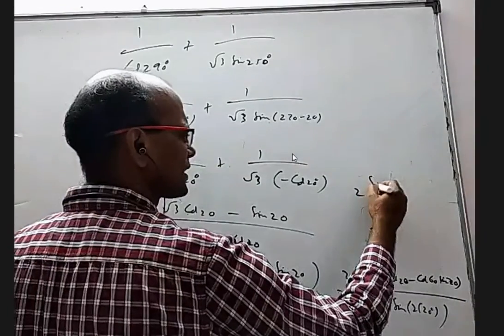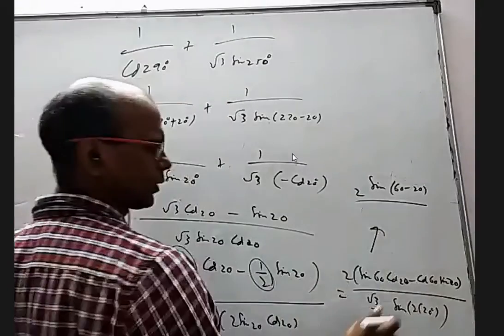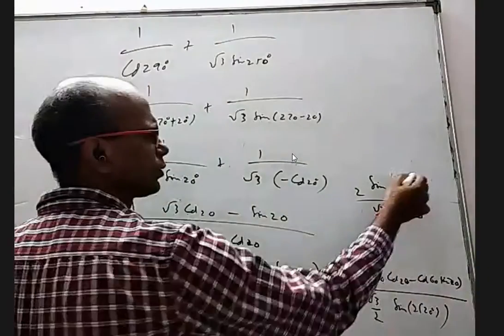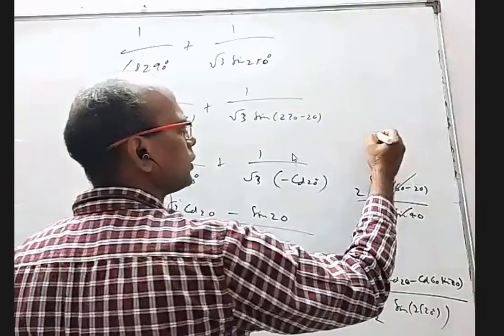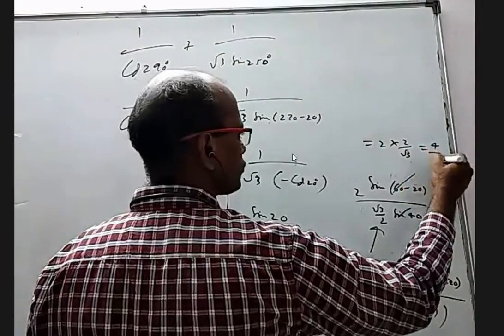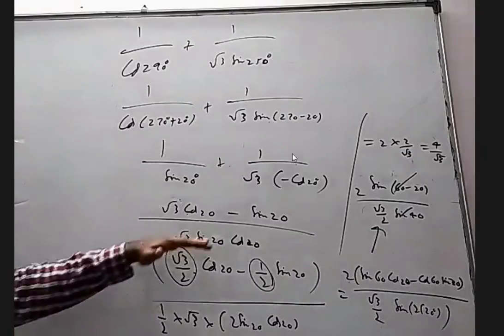2 into this is sin A cos B minus cos A sin B. So we'll get 60 minus 20. This is root 3 by 2 into sin 40. So these two will cancel. This will go up. You will get 2 into 2 by root 3, which is 4 by root 3. Okay. So we may get up to this far.